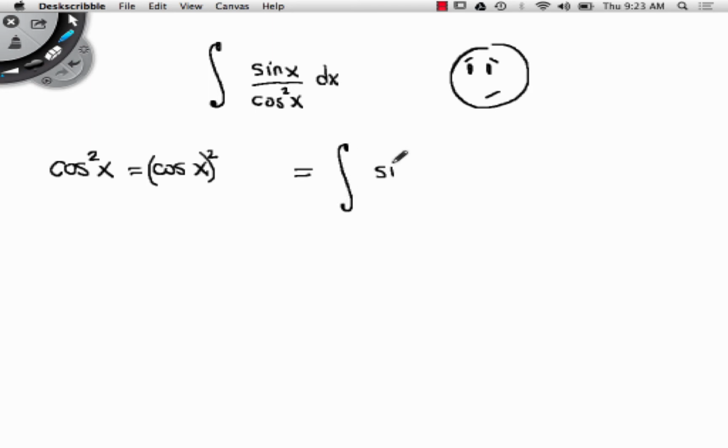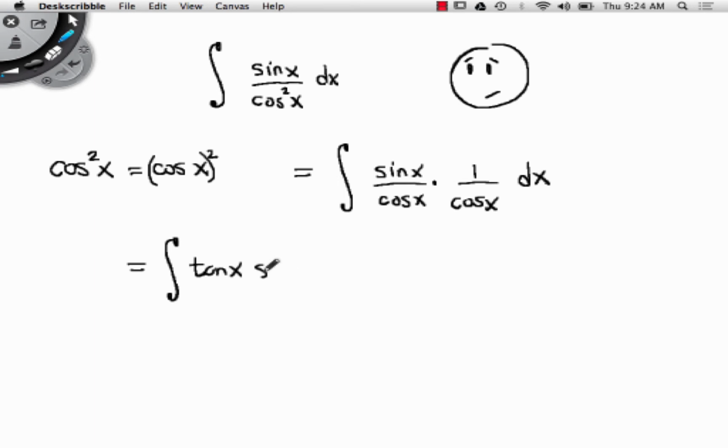So this becomes sine of x over cosine x times 1 over cosine x. Which is tangent upon secant? Yep. You got it. You cracked the code. Very good. So the answer is tangent x secant x plus c.